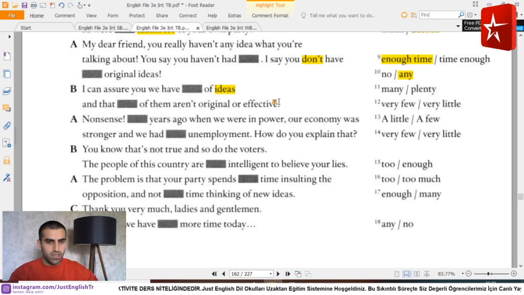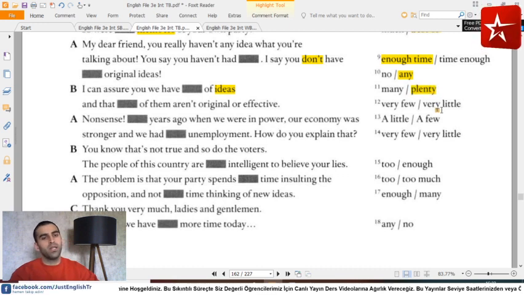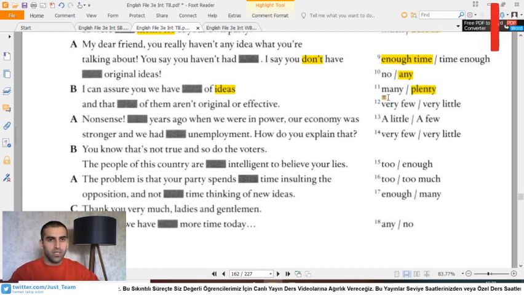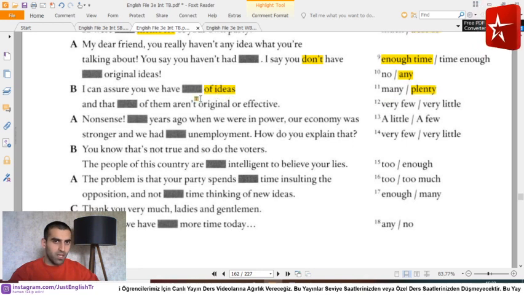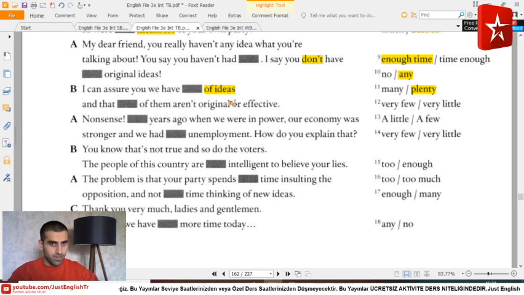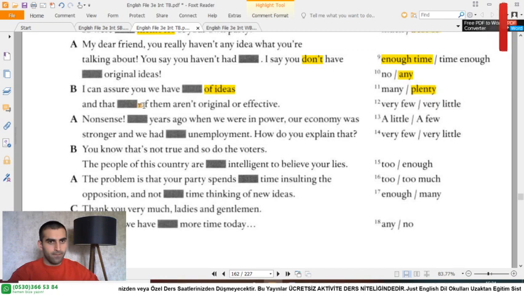For 11, let me check your answers first. Many can't be correct because we use many in negative and question sentences. So that's why plenty of ideas. Plenty is correct, and as you see we have of here. So plenty of. Plenty is the correct answer because there's of in the sentence. We have of here, and we can't say many of. Plenty of ideas.